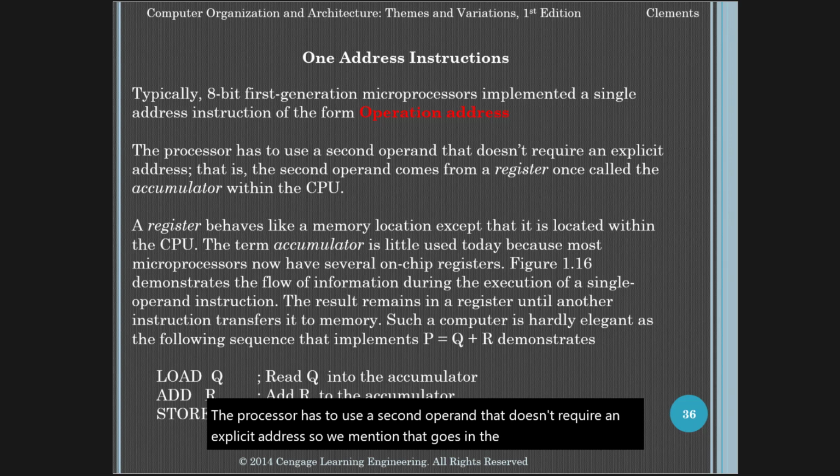And that second operand, when it comes from a register, we call that the accumulator within the CPU. So a register behaves like a memory location. It's located within the CPU itself. And the term accumulator isn't really used a lot today because most microprocessors now have several on-chip registers, but it demonstrates the flow of information during the execution of a single operand operation.